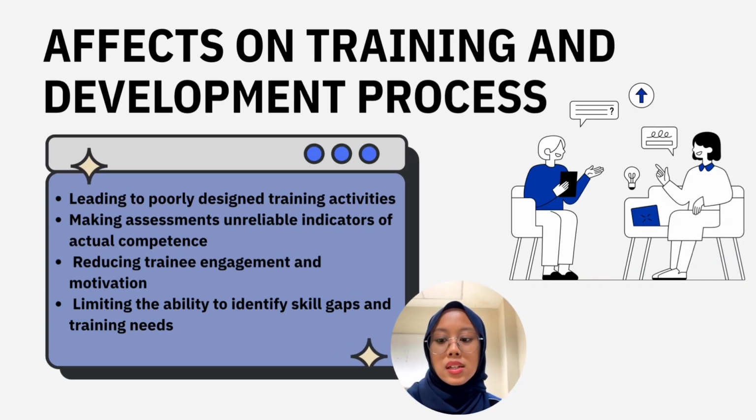So the next one is the effects on training and development practices. Curriculum misalignment negatively affects training and development practices. When misalignment exists, training activities may not support the intended learning outcomes, and assessments also become unreliable since they do not accurately measure the trainees' actual competencies. This may lead to reduced trainee motivation and engagement, and the trainees are also unable to identify their real skill gaps. As a result, the training programs may not be improved effectively in the future.